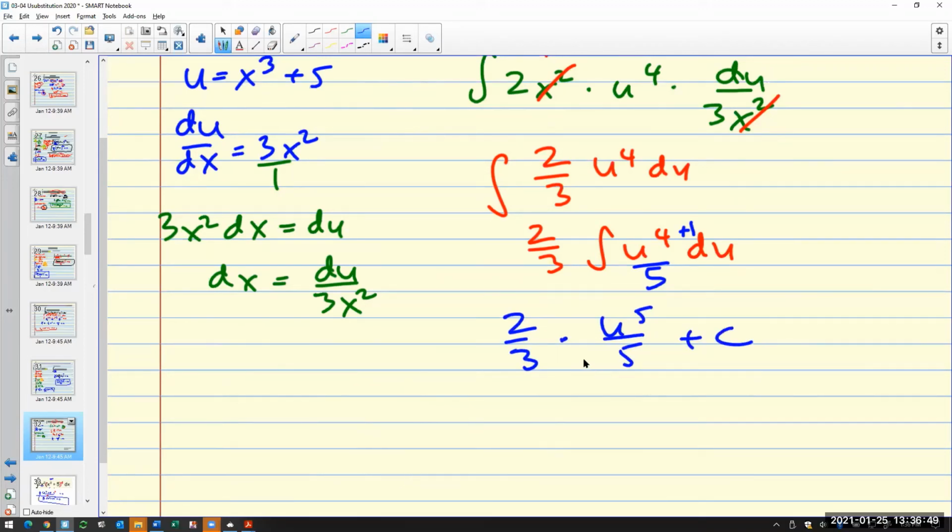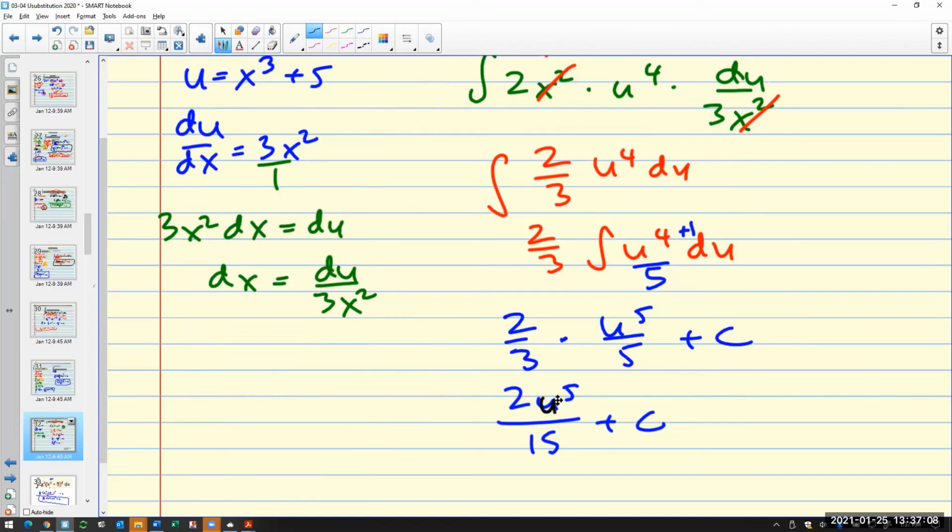And students will get stuck here. Guys, this is just multiplying fractions. What's 2 times u to the 5th? 2u to the 5th. What's 3 times 5? 15 plus c, and that is your answer. It's a great answer. It's just the wrong answer.